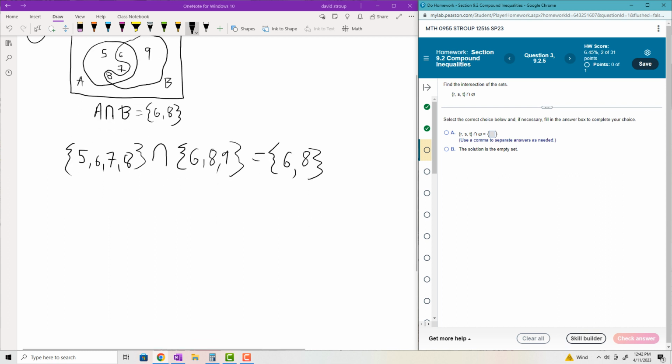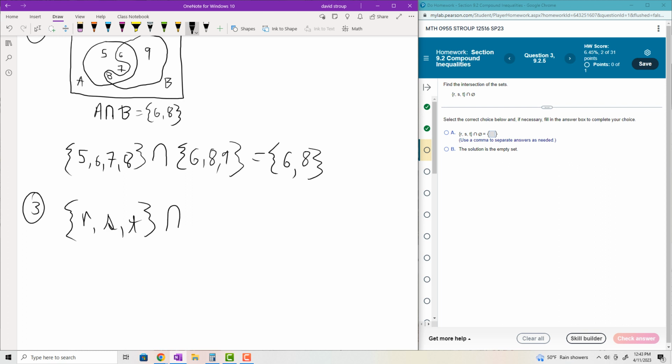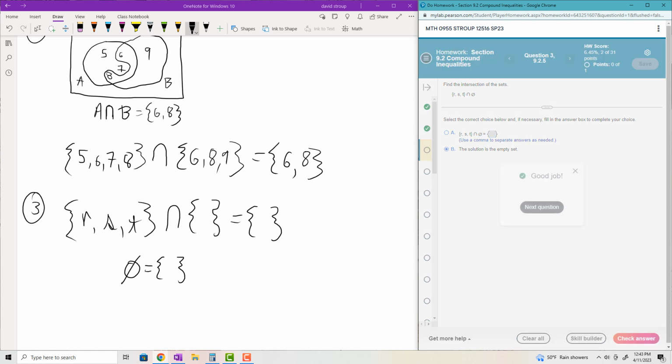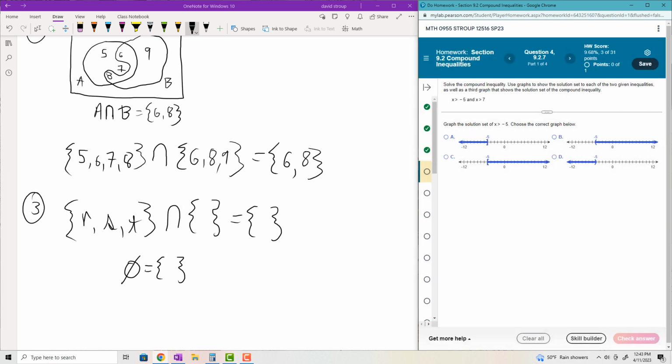The intersection of, okay, so this is number 3. I'm sure I'll do it in class, but it's the intersection of this set that has 3 letters in it with the set that has nothing in it. So this symbol is the null set, but it really just means curly brackets where there's nothing inside of it. So like this. So there's nothing that's in both sets, basically, is what you're looking for. And so the intersection is just the empty set again. So that's a bit of a trick question, but it comes up.